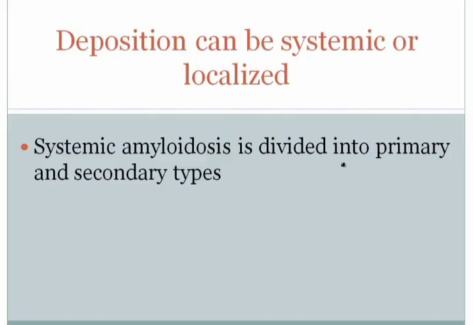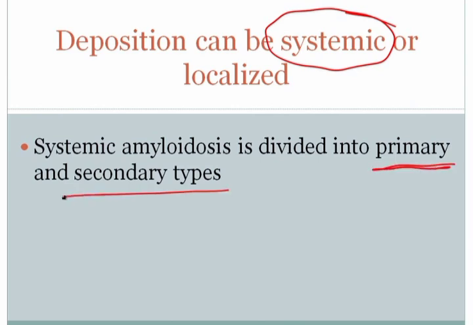Amyloid does deposit in tissues, and that deposition can be systemic or localized. Now, what do we mean by systemic? Systemic means that it deposits in multiple organ systems of the body. So it's a diffuse deposition, and localized means that it's localized to a particular organ. Now, we're going to focus on systemic amyloid first. Systemic amyloid is divided into primary and secondary types, and we're going to highlight those now.